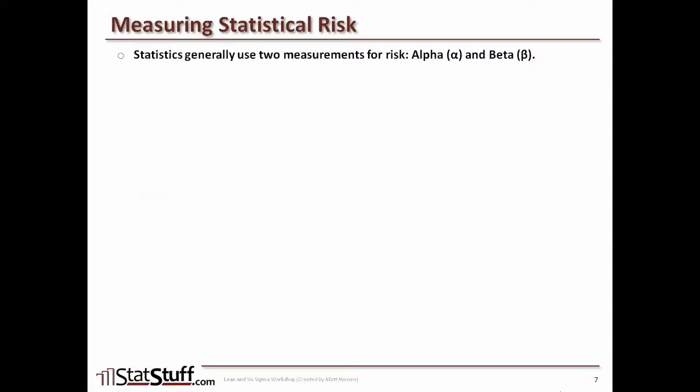Now let's talk about how we're going to measure statistical risks like we would normally do in hypothesis testing. And as I just introduced in the last slide, we talked about the alpha and beta level of risks. These are two basic measurements that are used for measuring risk when we're doing hypothesis testing.